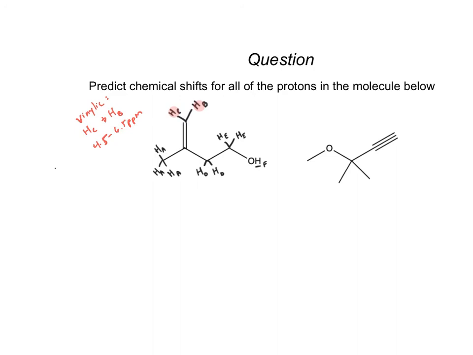If we move out to HA, HAs are methyl protons, but note that these methyl protons are not in the vinylic position, they're in the allylic position, right? And according to that table, allylic protons show up at about 2. So HAs, we would expect to find at about 2 parts per million.